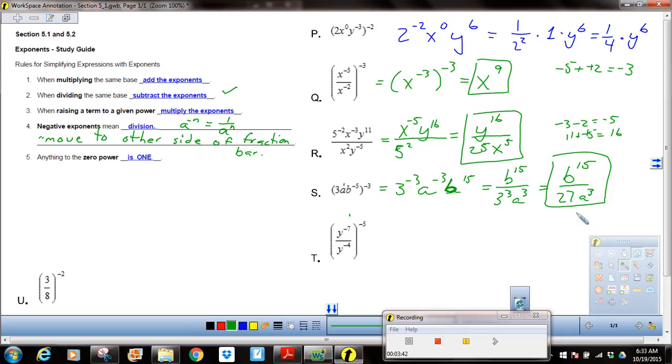On this one here, I'm probably going to go ahead and divide the same base. So the rule is subtract the exponents. Negative 7 minus negative 4 would be y to the negative third. We'll raise that to the negative fifth power. When you raise a term to a power, we multiply the exponents, so it's y to the 15th.